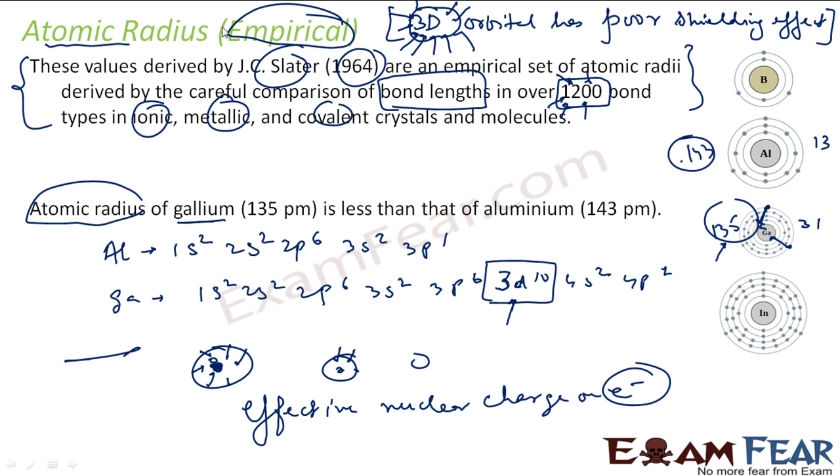Hope you understand this. If you go down the group, in the case of gallium, it has 3d10 orbitals, and 3d orbitals have a poor shielding effect. Since they have poor shielding effect, the effective nuclear charge on these electrons due to the gallium nucleus is more. So these electrons have a tendency to come closer to the nucleus, and thus it contracts and the size decreases.